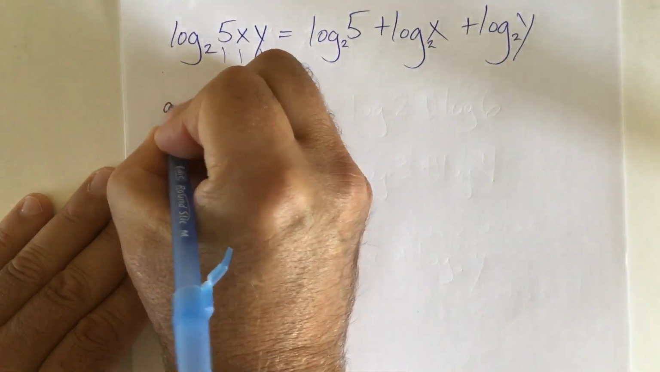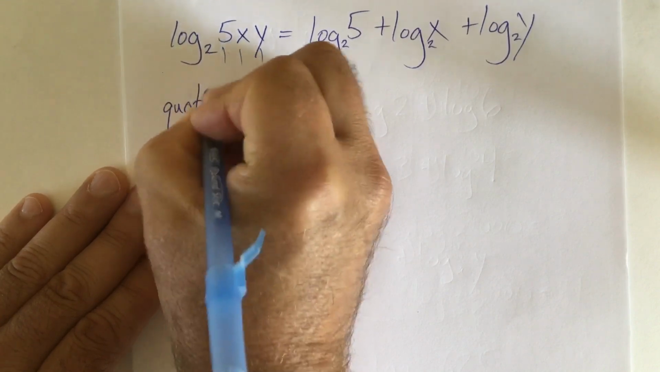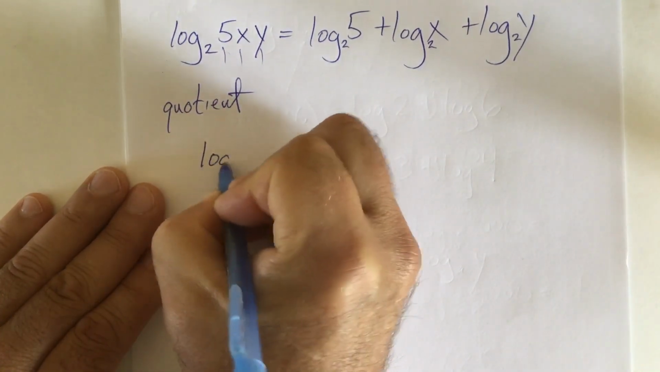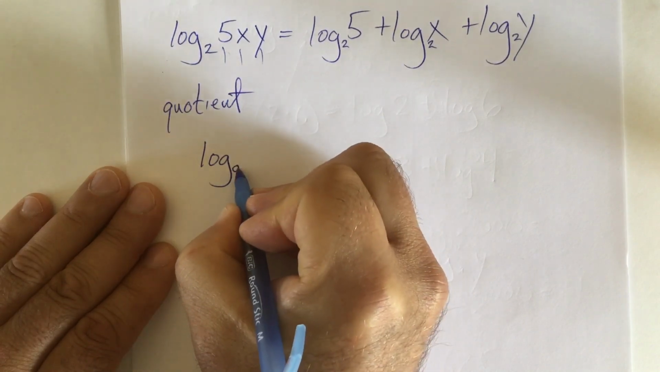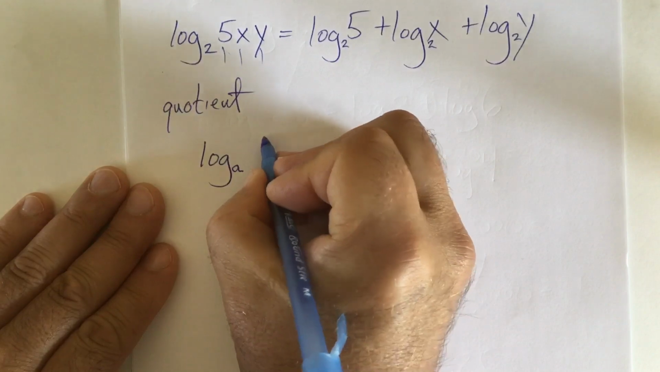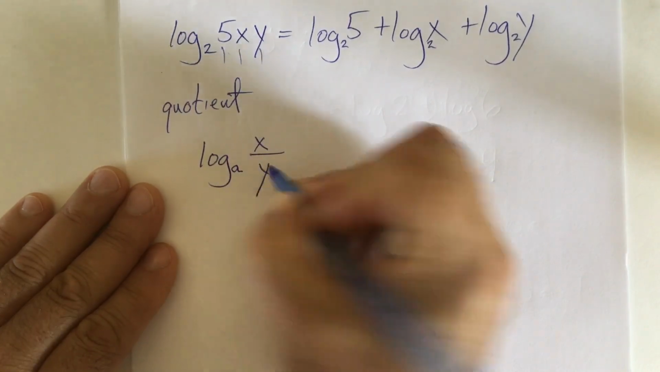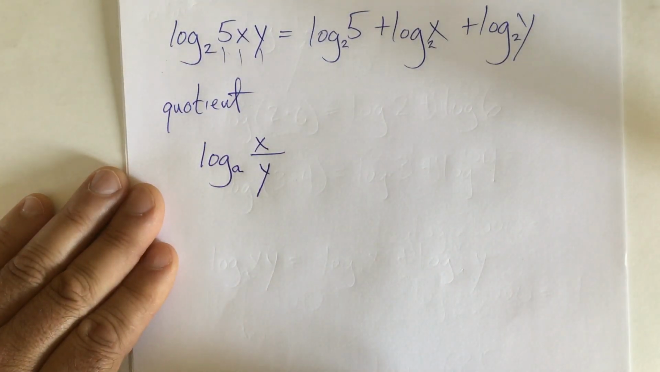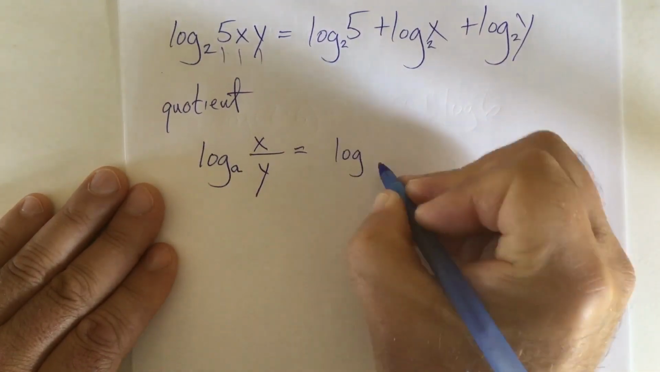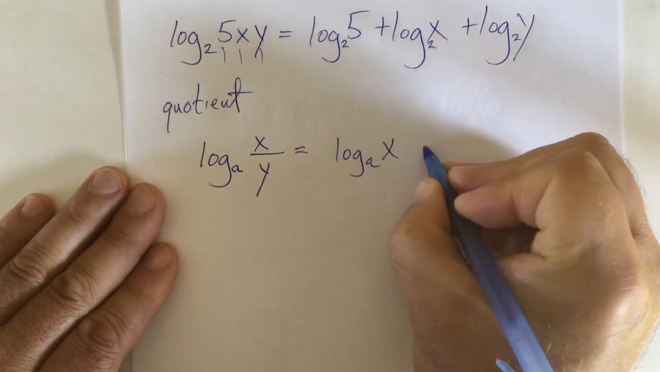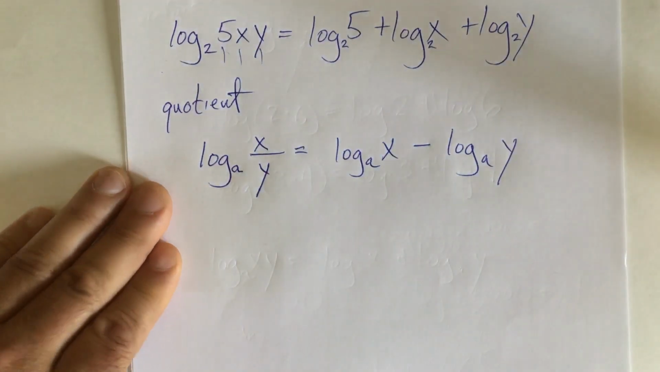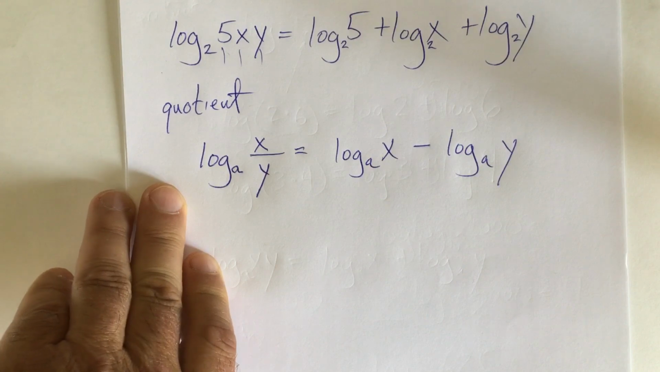Now, let's talk about the next one. This one's called the quotient. The quotient is very similar. In our book, they say log base a, so it could be any base number they want. And then they do this. They say, what if we have something divided by something else? Log base a of x divided by y. Well, guess what? The answer would be this guy minus this guy. It is totally true.